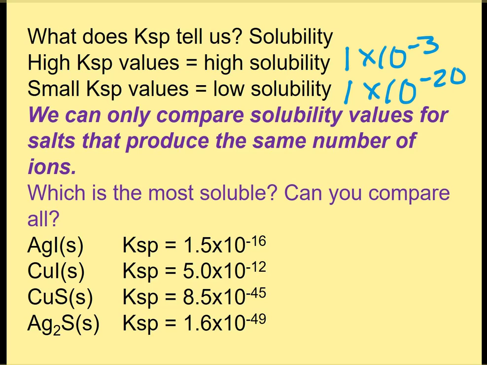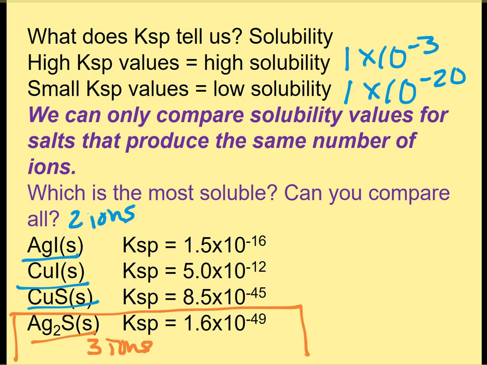So looking through here, I see that we have silver iodide, and I know that this will split up into 2 ions. So will the next one, so will the next one. But that last one, it will split up into 3 ions. So we really can't compare that one to the other one. So we would have to be given more information. But I can compare those first 3 because they split up into 2 ions. And I see that this last one is the least soluble. And the greatest number is that minus 12. This one is the most soluble.